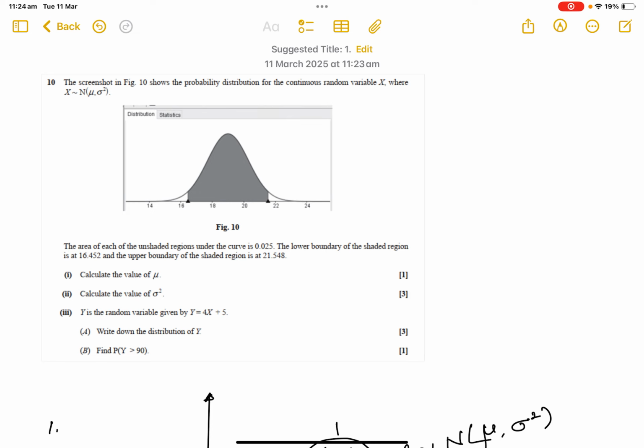Y is the random variable given by y equals 4x plus 5. Write down the distribution of Y and find the probability of Y greater than 90.